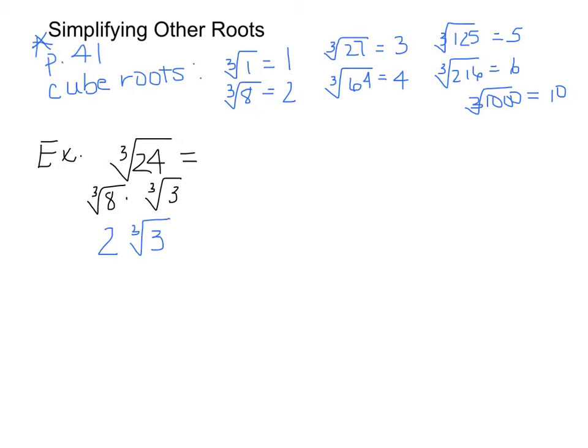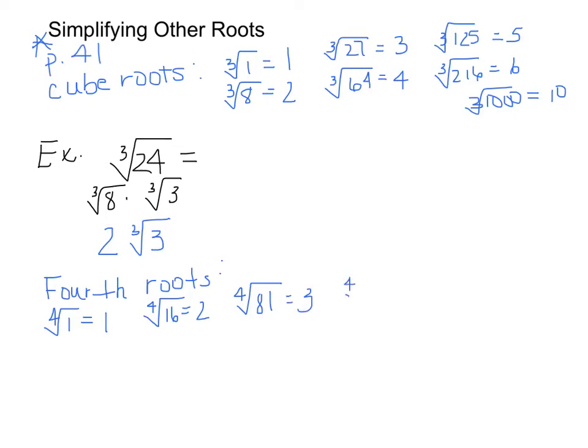Our fourth roots, the common ones are fourth root of 1, fourth root of 16, fourth root of 81, the fourth root of 256, the fourth root of 625. Okay?